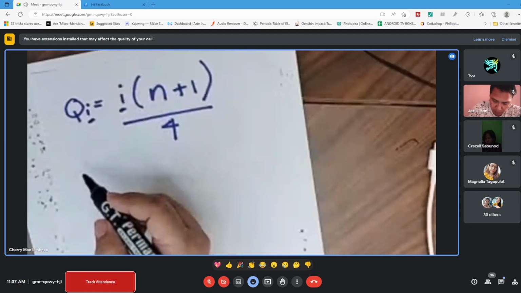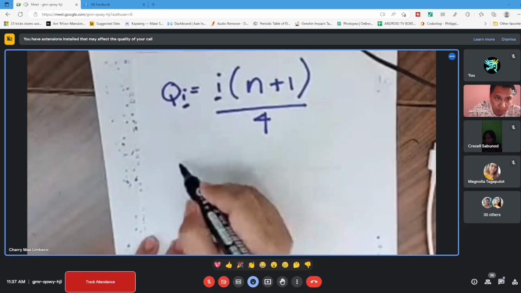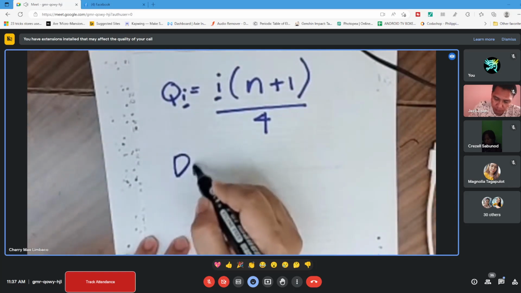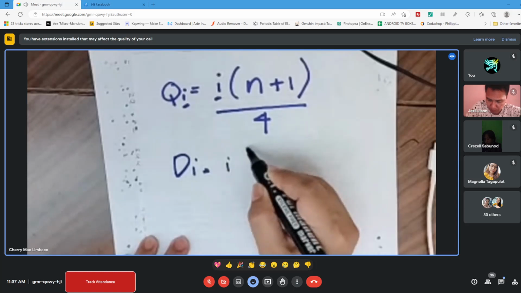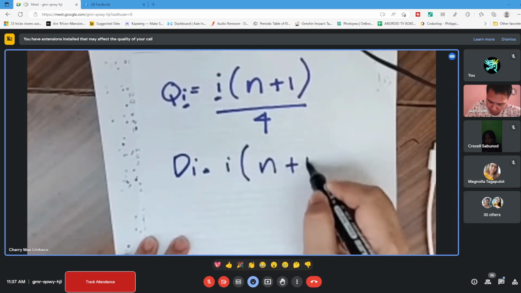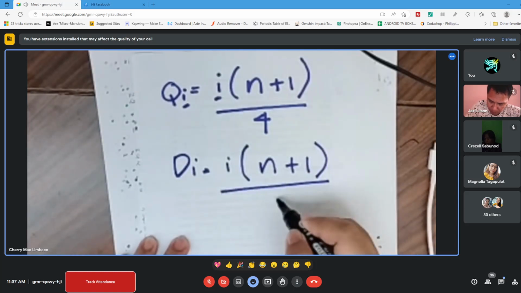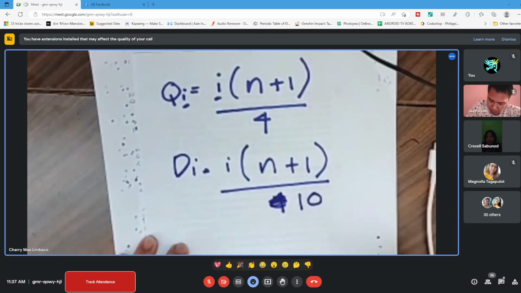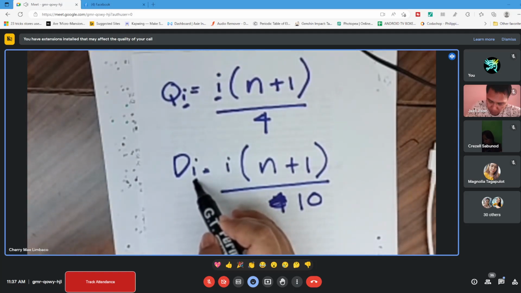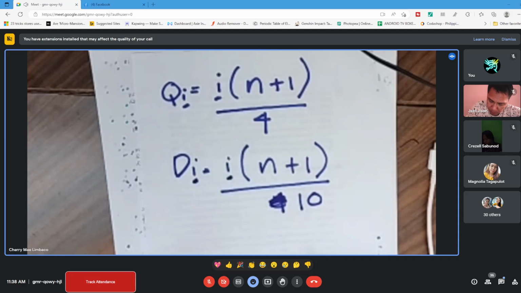Okay. For the decile, Di is equal to i(n plus 1) over 10. No, this is not 4 anymore, this is 10. So kung unsay number gibutang dinhi, maupod ang number ibutang diha.